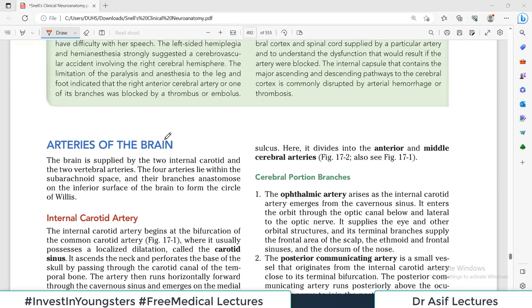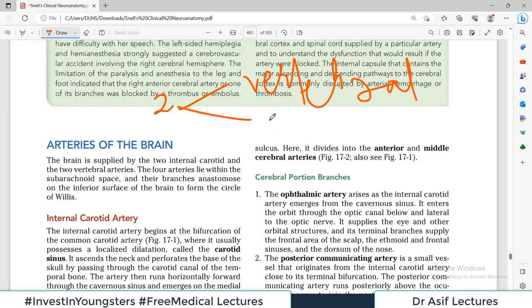So the arteries of the brain, aksar students isko bada complicated samajhte hain, bada pareshan hote hain, lekin actually it's a very simple phenomenon. In total there are two names that you have to remember. There is one pair of vertebral arteries, so that is one pair you have to remember, and the other pair is basically the internal carotid artery.